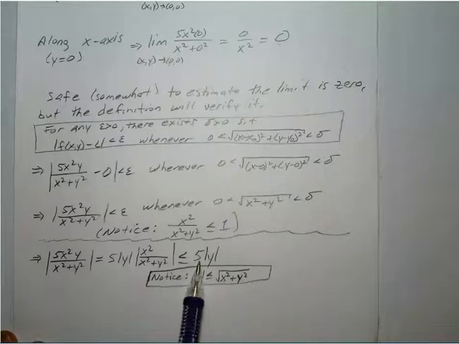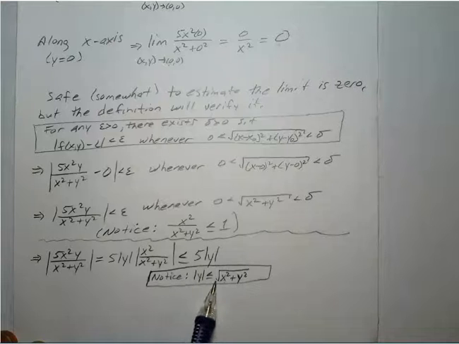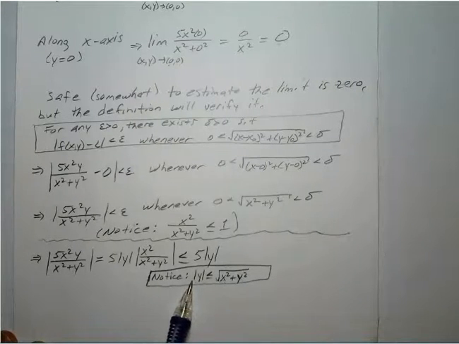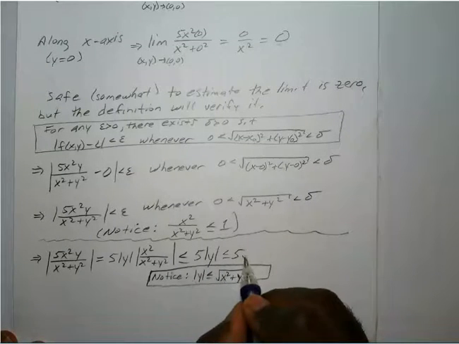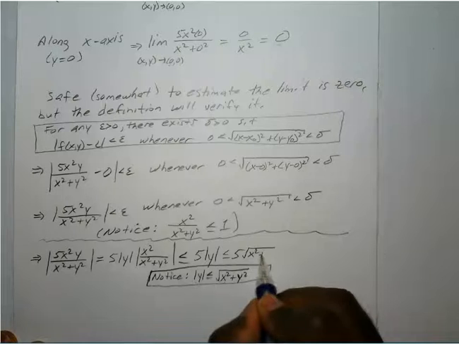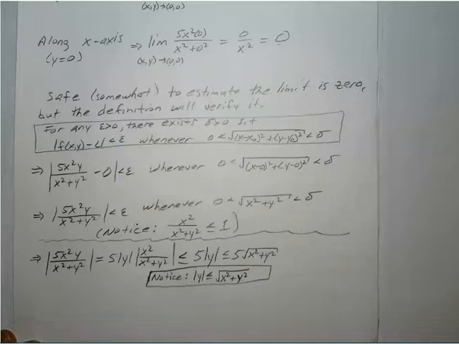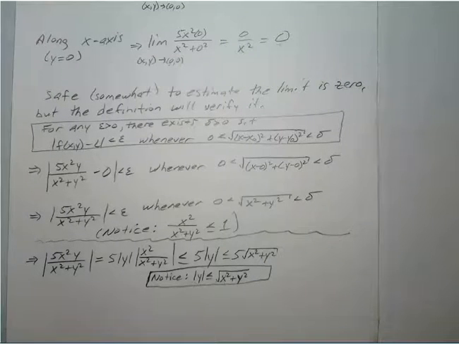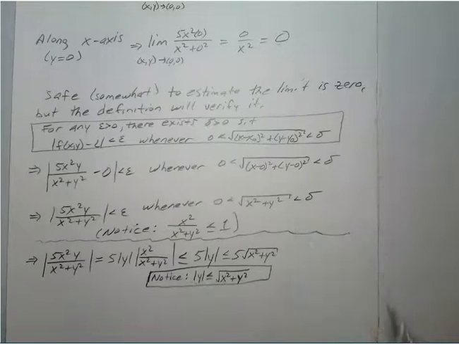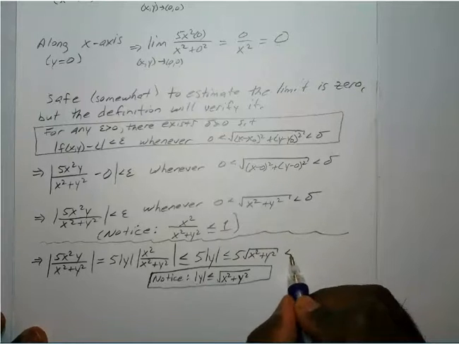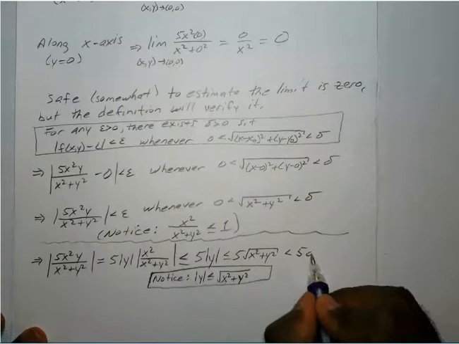Okay, so that means that if we multiply both of these sides by 5, you have 5 times absolute value of y is less than or equal to 5 times the square root of x squared plus y squared. Okay, and what was given to us? Square root of x squared plus y squared is less than delta. So that's less than 5 delta.